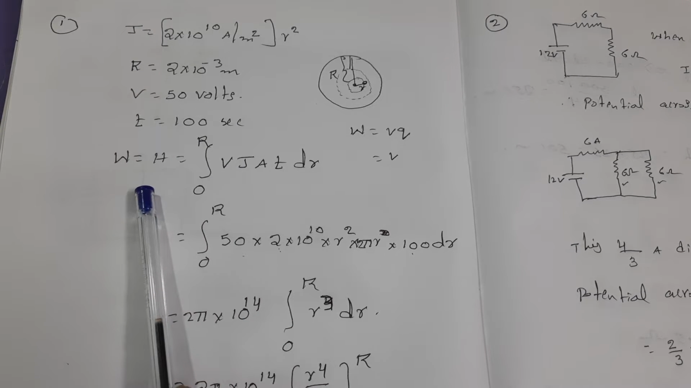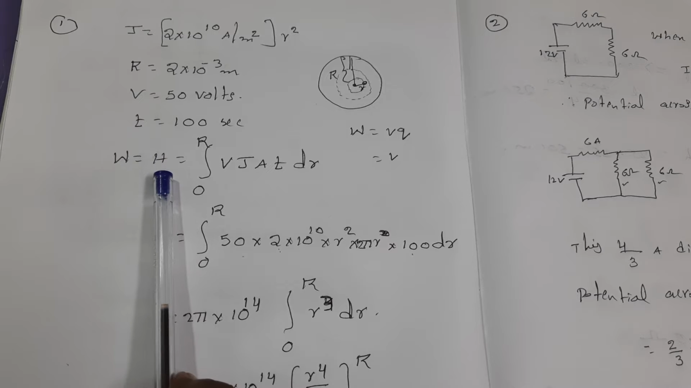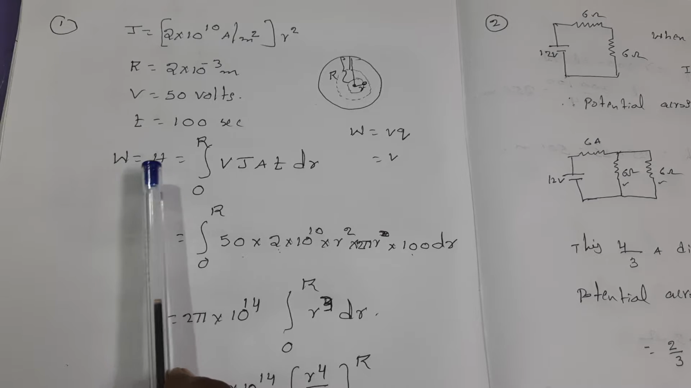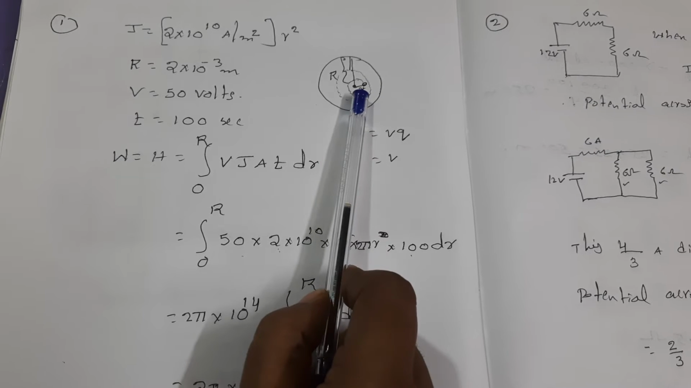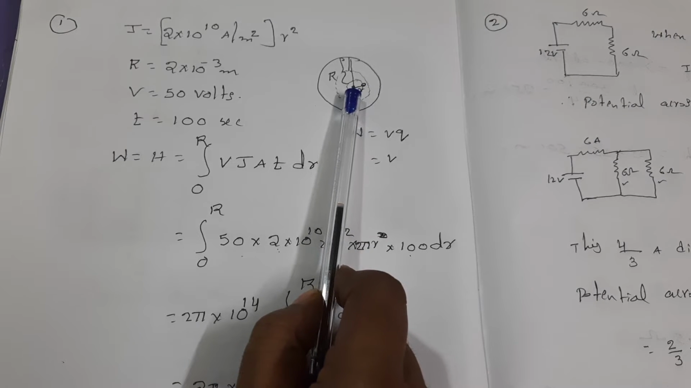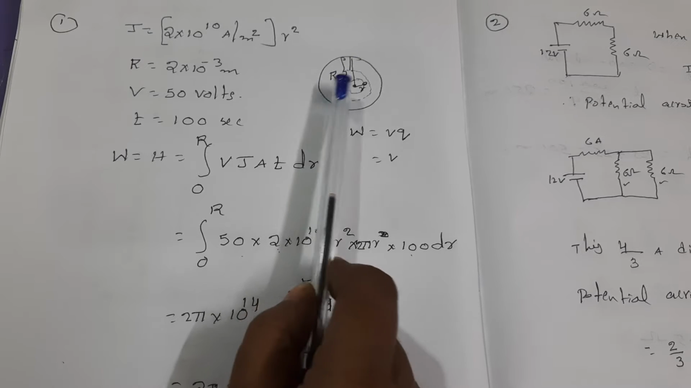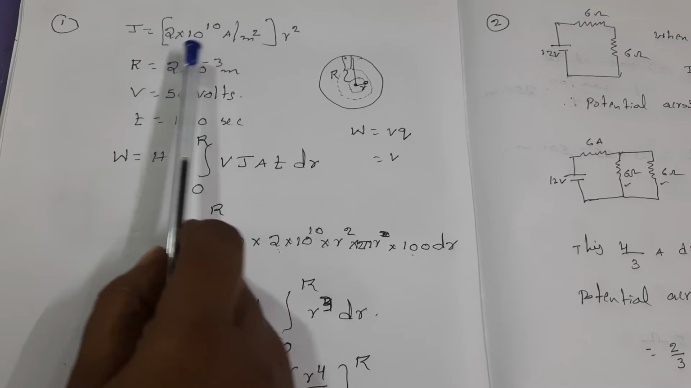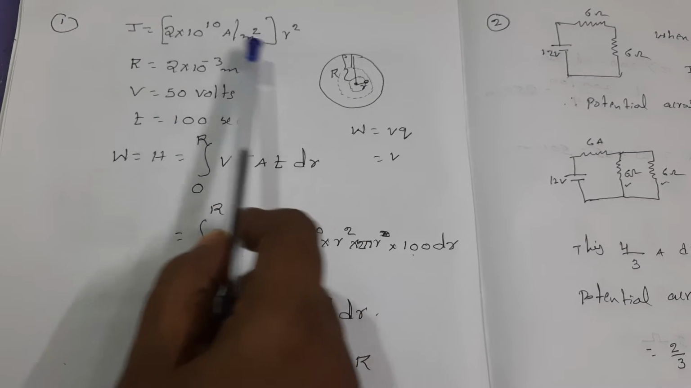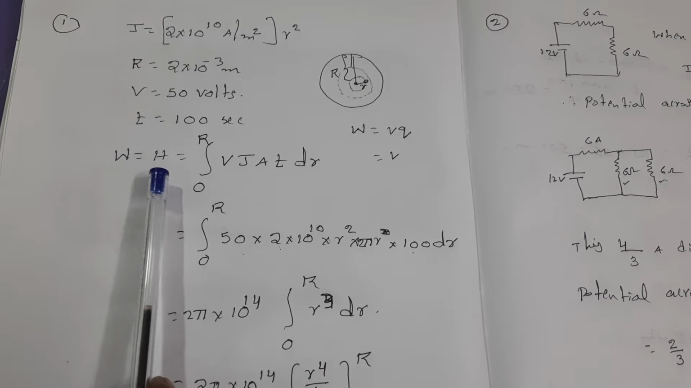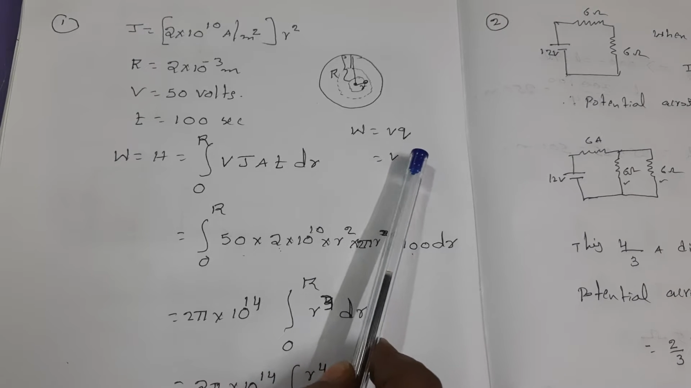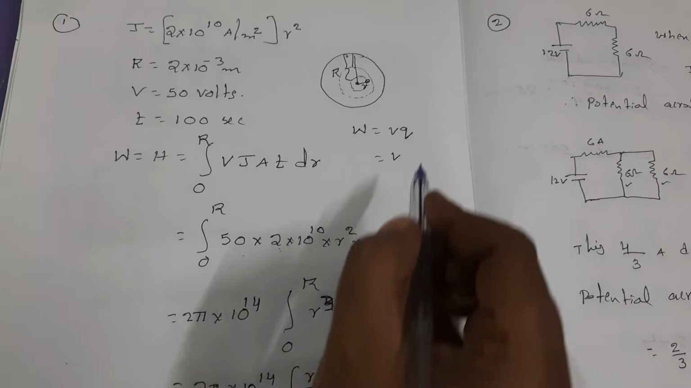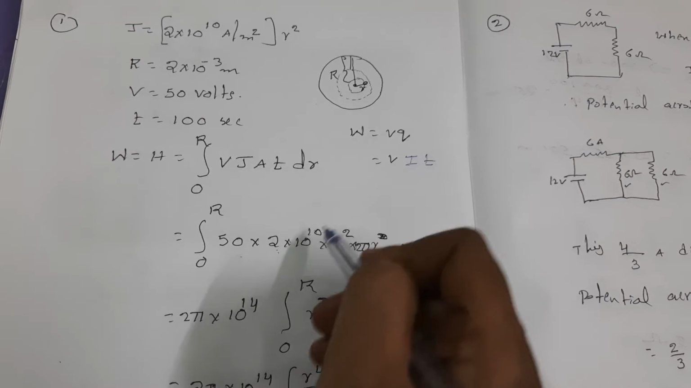We have to find out how much work energy is converting into thermal energy. Thermal energy and work are directly proportional to each other, so W equals H. But here you look at this wire, how much distance are we starting from the center? That radius is r. In between they have given that the current density is in terms of small r. So here work done, you know that W equals VQ. From this you can write, instead of Q we are writing IT also.